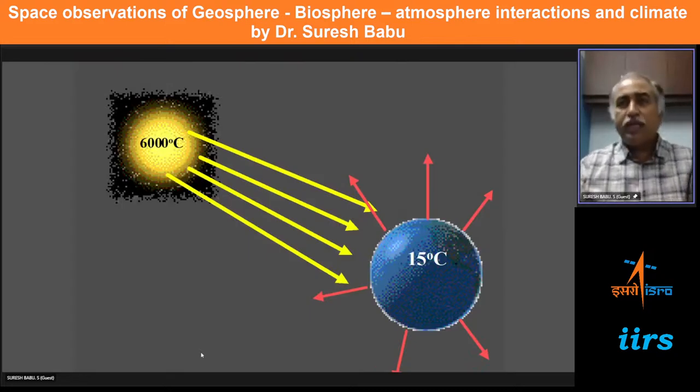So when we come to the geosphere, biosphere interaction and climate, one fundamental understanding which we should have is on the radiation balance. We know that basically the energy balance of the Earth atmospheric system is controlled by the solar radiation which we receive from the sun, which has a photospheric temperature of around 6,000 degrees Celsius. And we know that the mean Earth temperature is around 15 degrees Celsius.